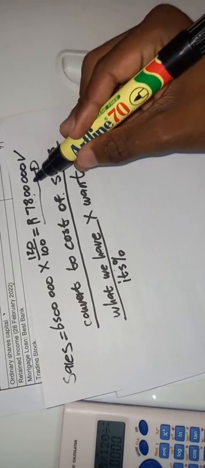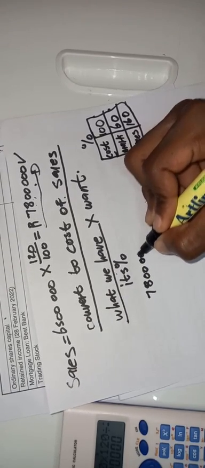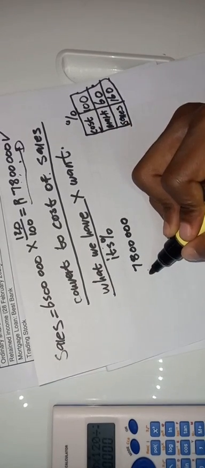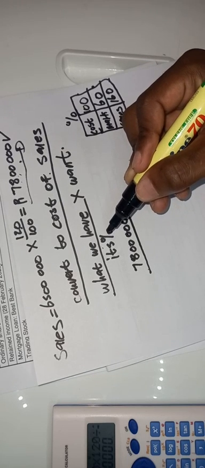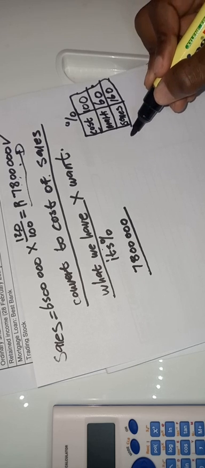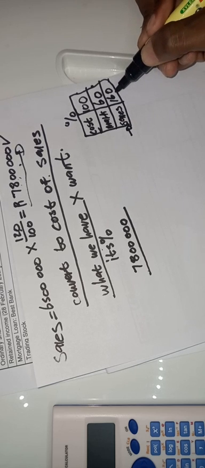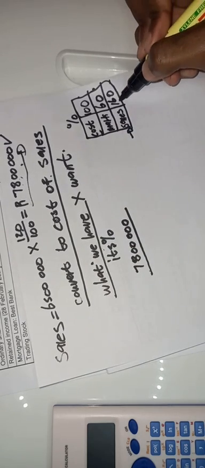What you have is sales of 7,800,000. The formula says divide by its percentage. We're going to divide by the percentage of what we have. What is it that we have? It's sales. Then we consult our box. The box is saying how many percent is sales. We find out sales is 160%. So the percentage of what we have, which is sales, is 160. We're going to divide by 160.